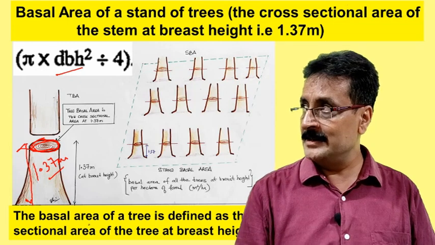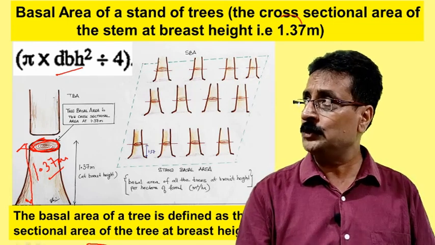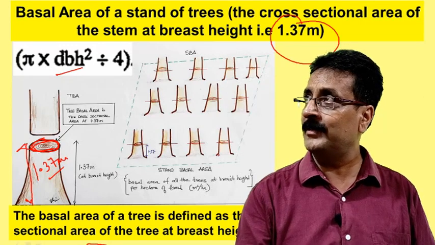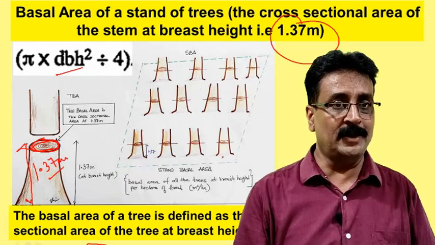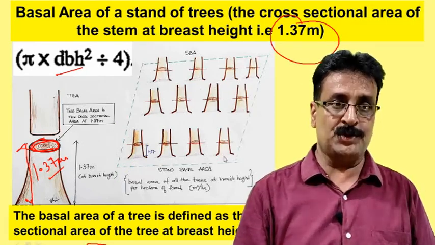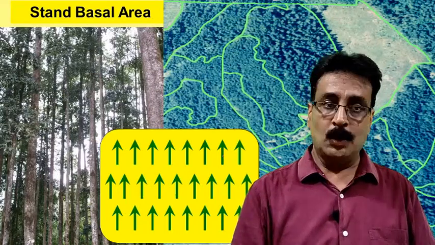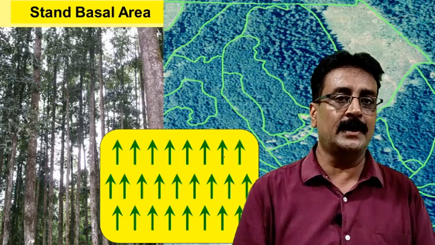Basal area is defined as the cross-sectional area of a tree at breast height. So where is the breast height? At 1.37 meters. This is the most important measurement we have to do to understand the entire mensuration. If I want to go further, basal area will have its own detailed lecture.